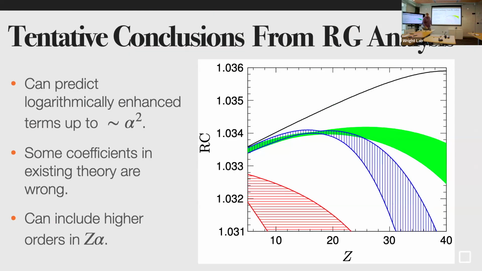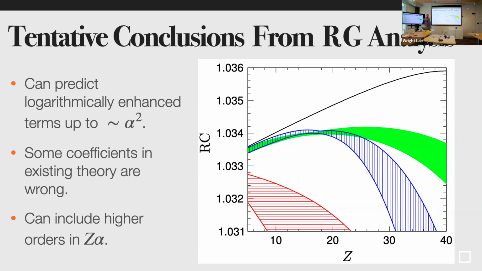So what's the impact on CKM? Just to review, you can predict these logarithmically enhanced terms all the way up to order alpha squared in this counting. So that means something like alpha to the 4 Z cubed log cubed. So that's way higher order. The stuff in Towner and Hardy never included something like Z cubed alpha to the 4, but we can actually predict that coefficient and include it. And we can do it in some well-defined power counting.